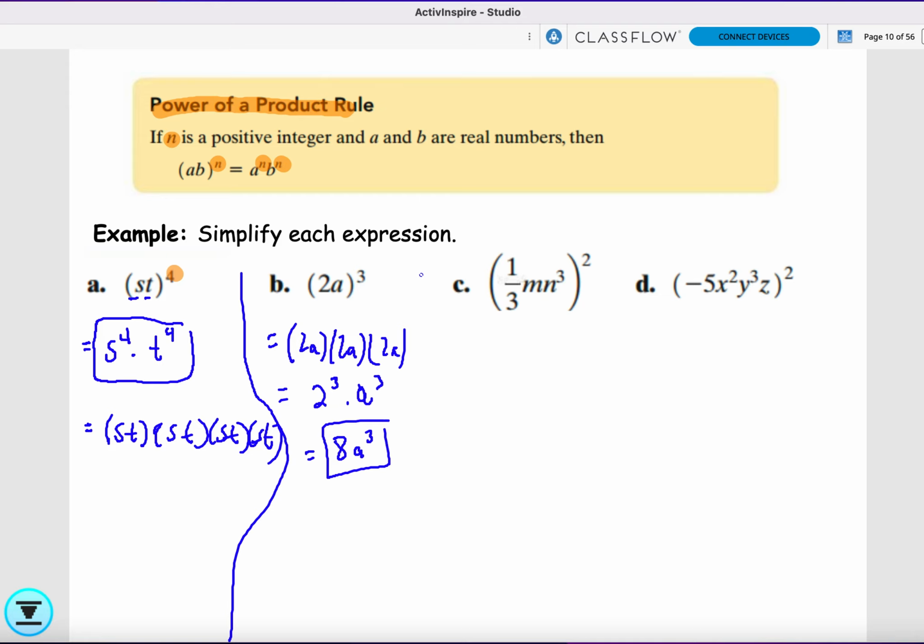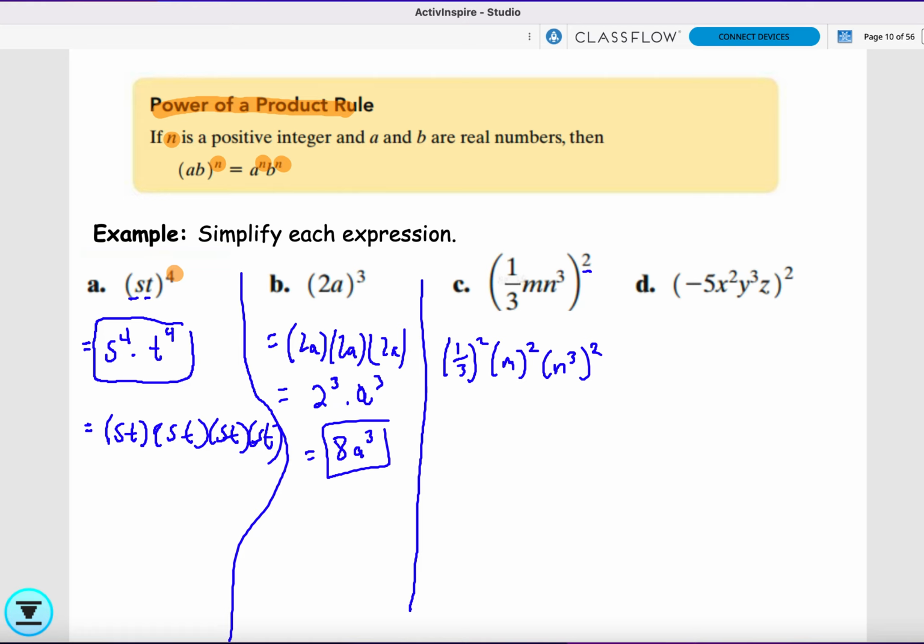So now we're at C. C is 1/3 mn cubed to the second power. That means each of these things inside the parentheses is going to get this squared. So we're going to get 1/3 squared, then m squared, and then n cubed squared. Right, because the squared goes to all the things inside the parentheses.